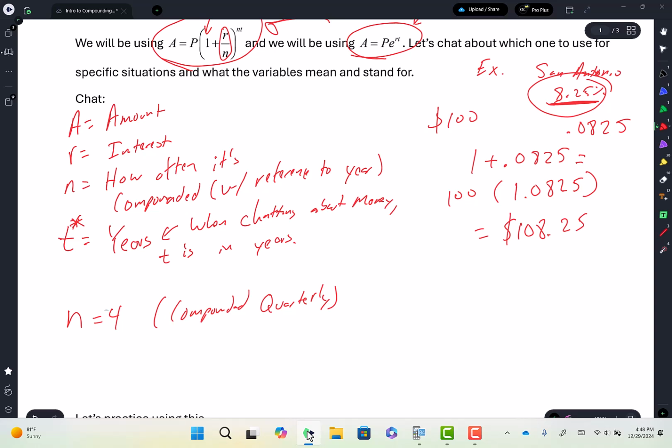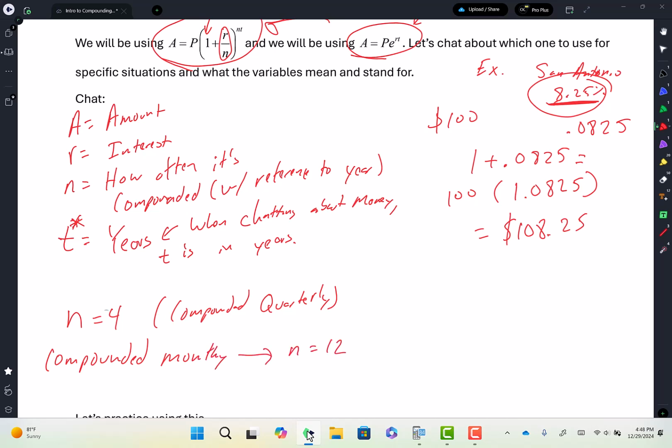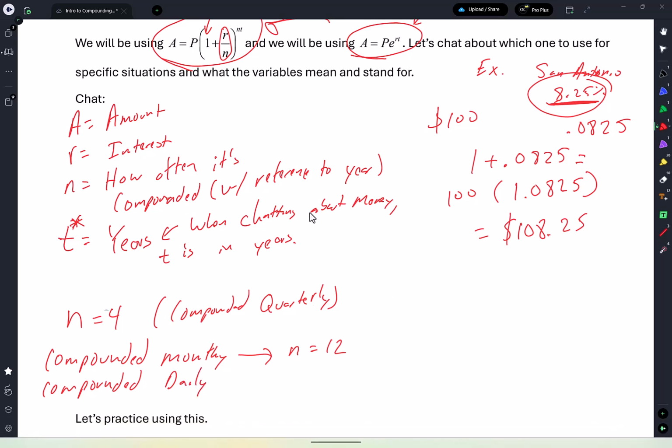If it's compounded monthly, that means n equals 12, because there are 12 months in a year. If it's compounded daily, that means n equals 365, because that's how many days there are in a year. I know, 366 every 4 years, but we're just talking about a regular year here, unless noted otherwise. Let's see what else. It could say compounded biannually.